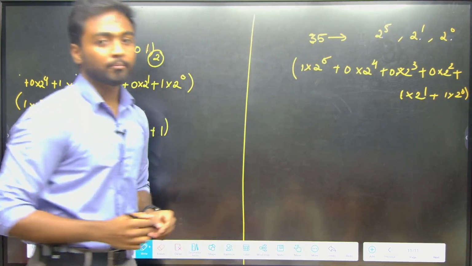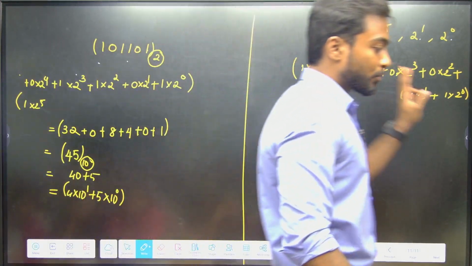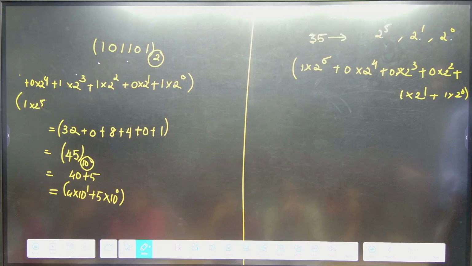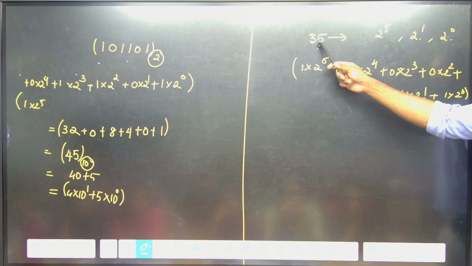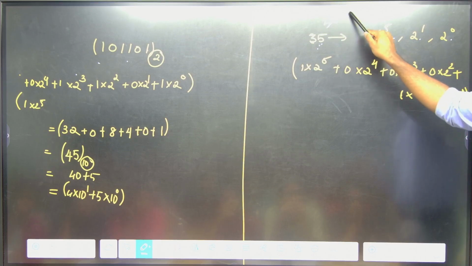Any doubt here? I will repeat the sentence. So if any values are given like 35 or whatever x value they have given, take the nearest 2 power. So the nearest 2 power for 35 is 32, which is nothing but 2 power 5. Remaining I have 3, so 32 went. So remaining 3 I have.